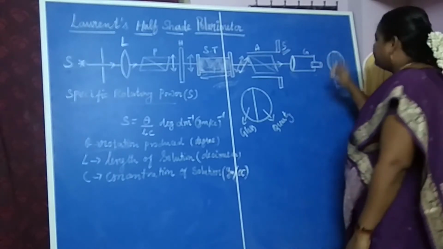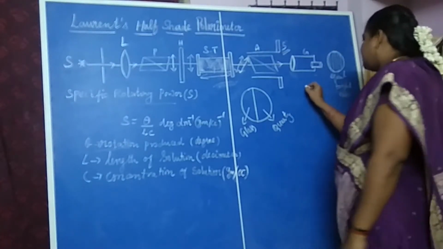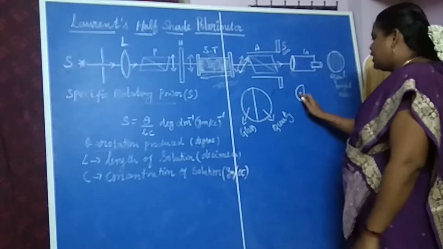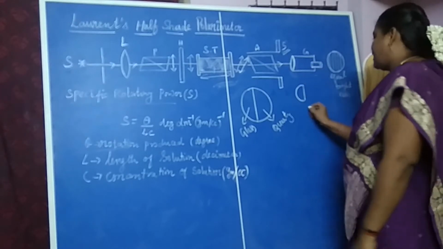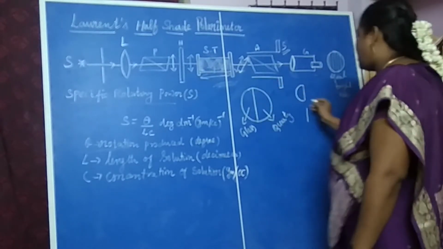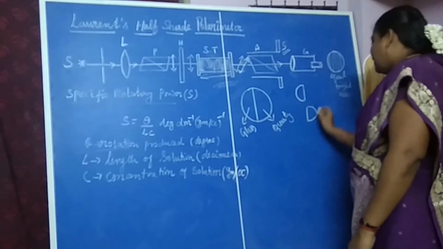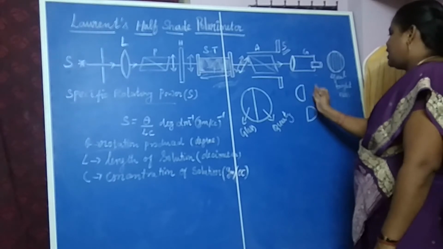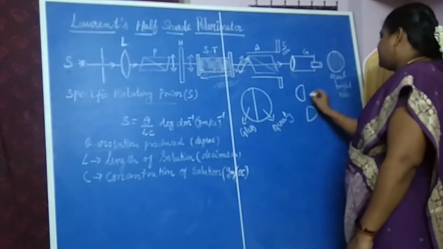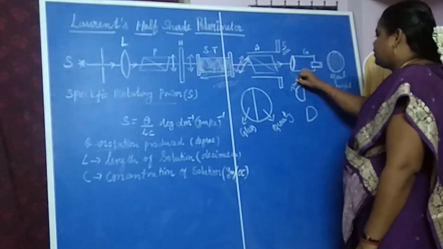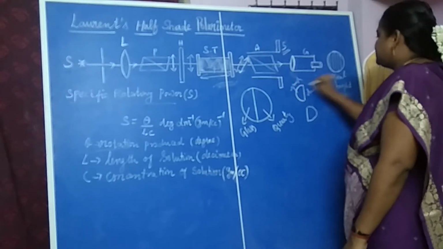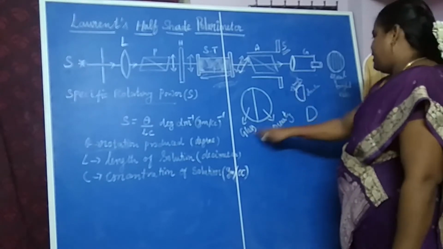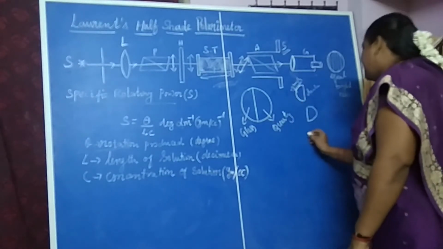In the field of view, we will get an image like this. Sometimes one half, that is the glass half, will be illuminated due to the use of the half-shade device, and in another position the quartz half will be illuminated. We are getting one half bright and the other half dark. This is bright and the other one dark. So we will see only the bright half. This is due to the glass plate and the other half due to the quartz plate.